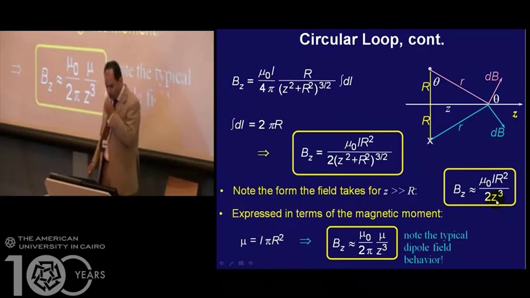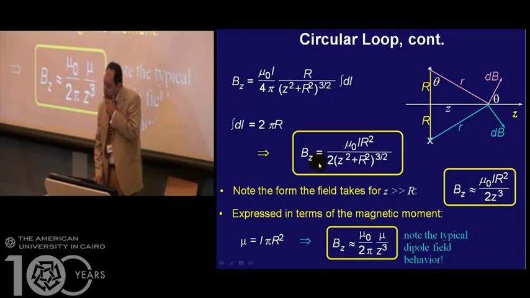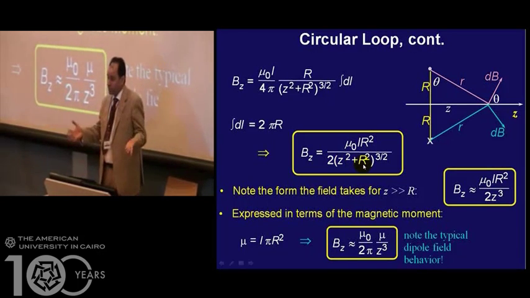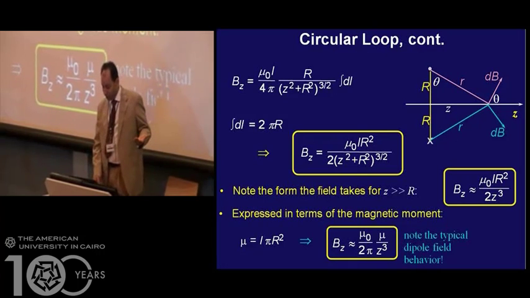One will say, how come you ignored R? You should ignore R in here. No, I didn't say that. We ignored R when we compared it to z, which means that z squared plus R squared is almost equal to z squared. But I cannot ignore it in here. I said that term can be simplified to only z squared. Okay, and that's what you get.